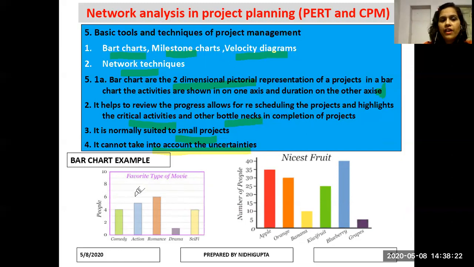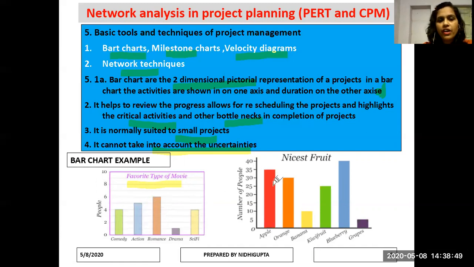In this figure, I have done a comparison of favorite type of movie: the comedy movie, action movie, drama movie, and with respect to the people, their likings. Number of people liking comedy movie, number of people liking action movie. So this is the ratio with which people are liking something. It is represented in the bar form.